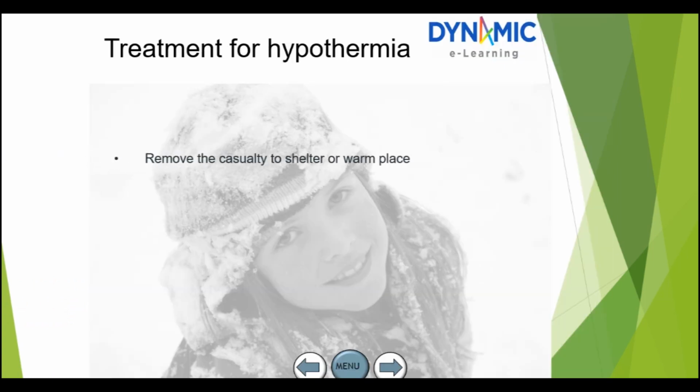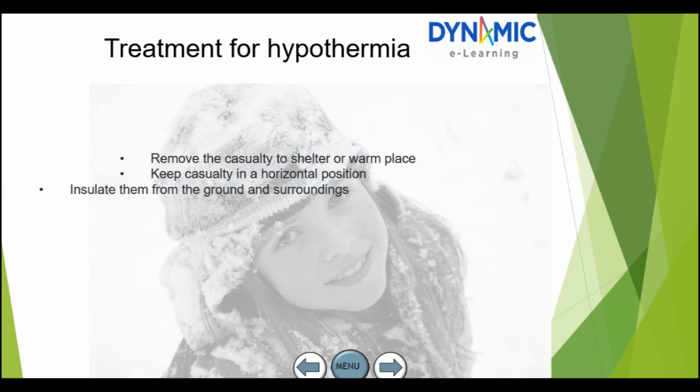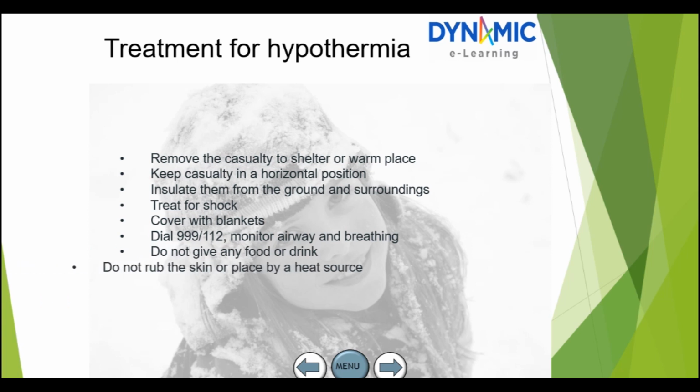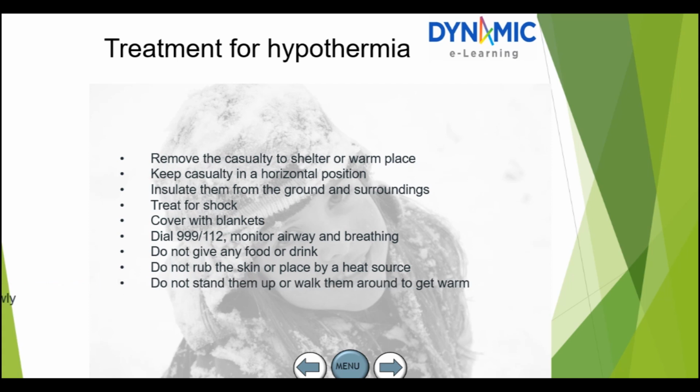Treatment for hypothermia. Move the casualty to a shelter or warm place. Keep the casualty in a horizontal position. Insulate them from the ground and surroundings. Treat for shock. Cover with blankets. Call for an ambulance, and monitor airway and breathing. Do not give them any food or drink. Do not rub the skin or place them by a heat source, and do not stand them up or walk them around to get warm. Do not overheat, but warm them very slowly.